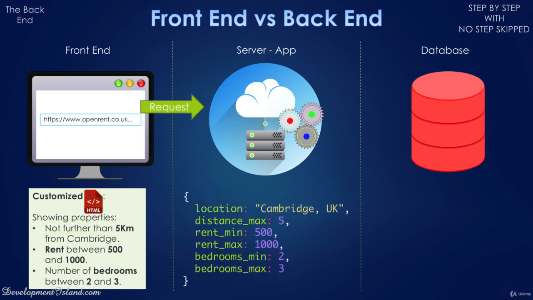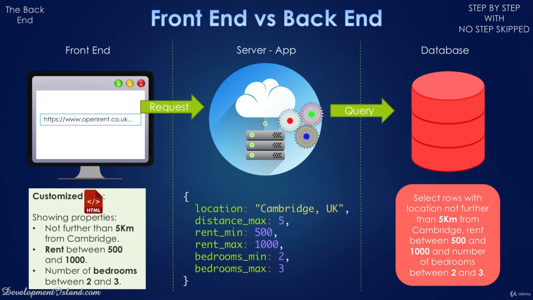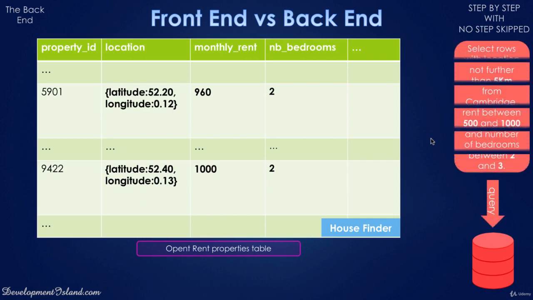Now, once the server receives our request, the app inside the server is going to transform our request, or our query inside the URL, into a JavaScript object which looks like this. So you've got a location, a max distance, rent min, rent max, etc. And then the app is going to do some further work. And now it's going to realize that it needs to query these details inside the database of properties. So you're going to have a query running in the database, which looks like this.